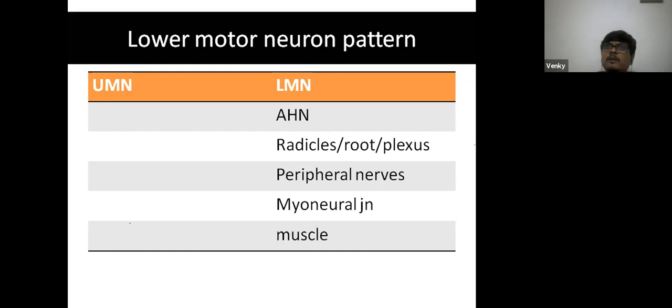So this means that your hand muscles get wasted. In spite of wasting, the weakness is not proportionate to the wasting. That is the classical feature of anterior horn cell lesion.